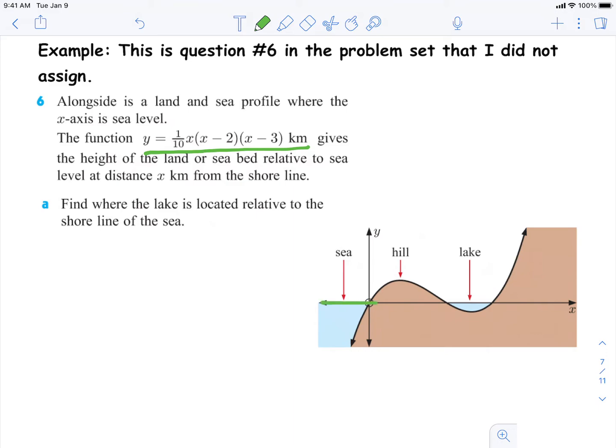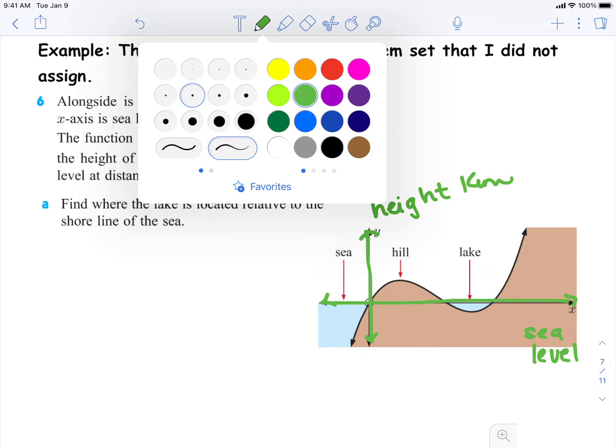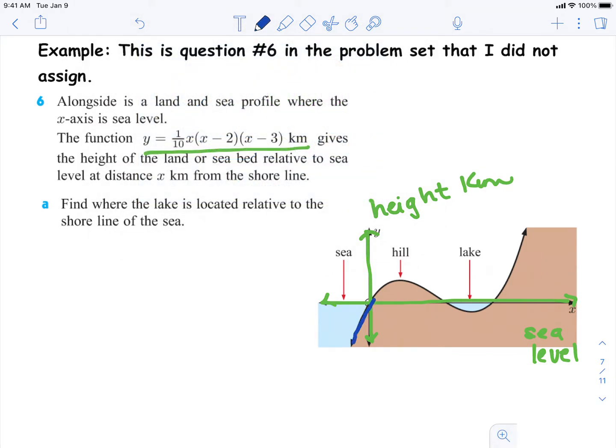So here is your x-axis. Then you have your y-axis. So the height is your y-axis in kilometers, where the x-axis is your sea level. And then you'll see that we have our curve denoted in the blue. So here is our function graphed out.